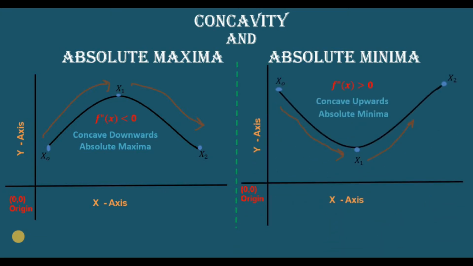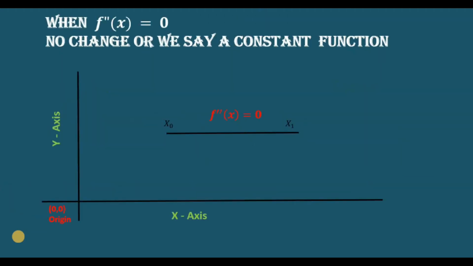Now in the second figure we see that the point x0 moves to x1 and then rises to x2, and the result of the second derivative is positive. So the curve shapes upwards, or we can say that it is concave upwards, and in that case you have absolute minimum. So when the result of the second derivative is equal to 0, we say no change or a constant function, as shown in the figure.